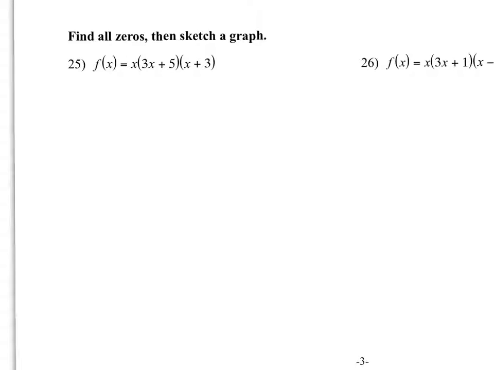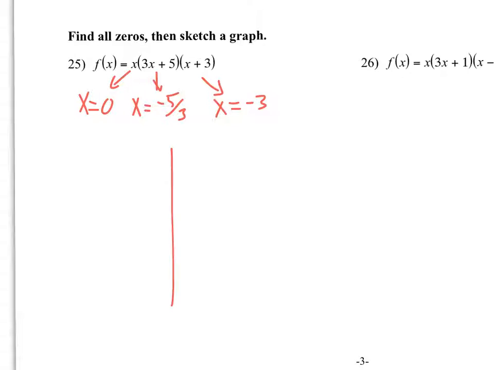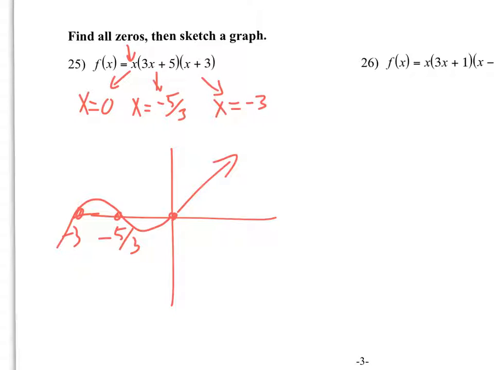Alright, for number 25, we have to find all zeros and then sketch a graph. It's already factored for us, so that gives us x equals 0, x equals negative 5/3, and x equals negative 3. As far as sketching a graph, I'm going to put these 3 zeros on: negative 5/3, negative 3, and 0. We've got a positive leading coefficient, so we're going to go up and to the right, and then with a nice smooth curve, we are done.